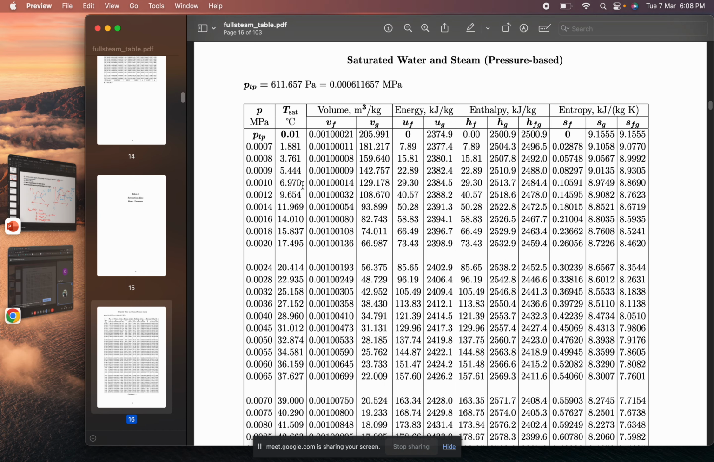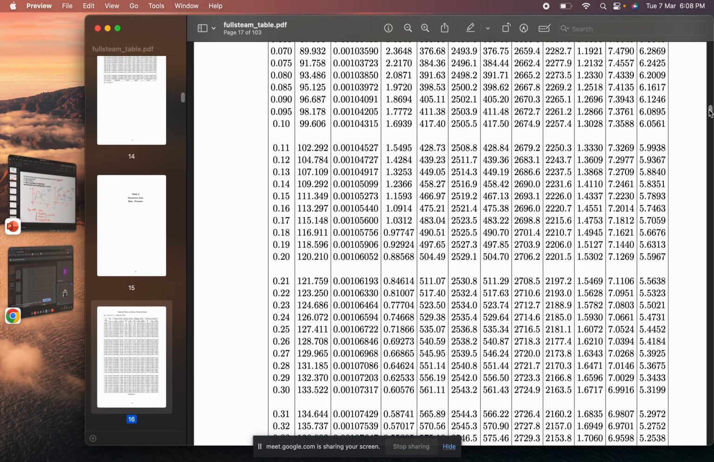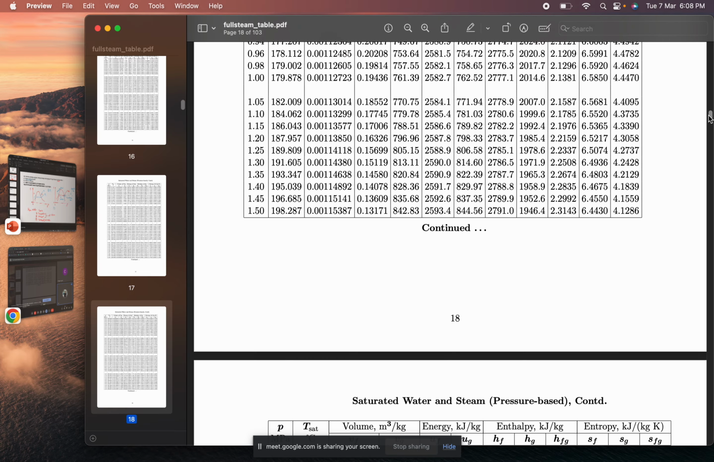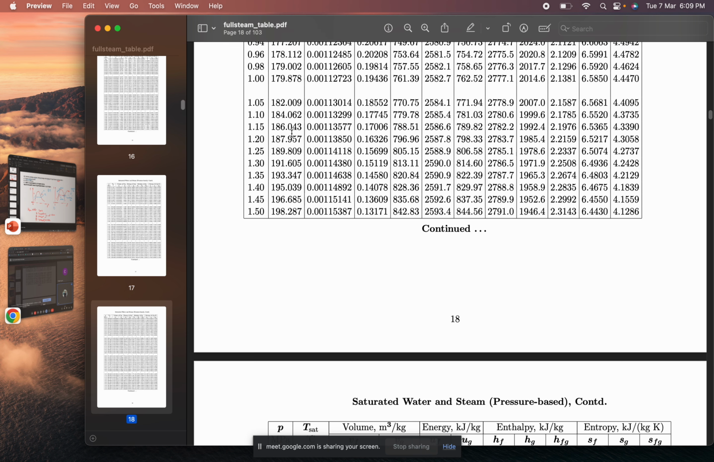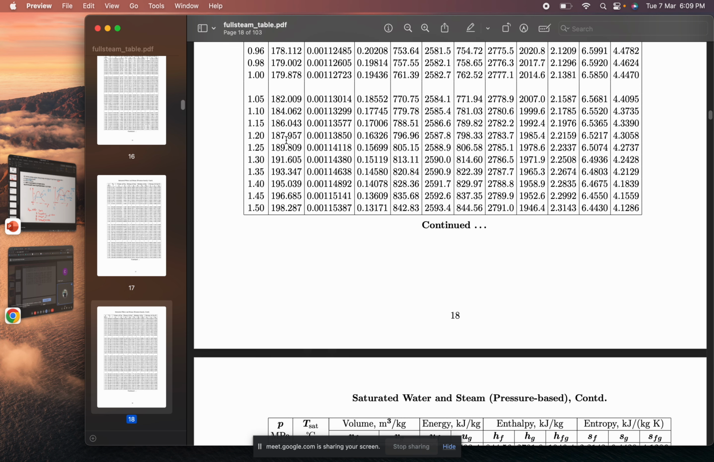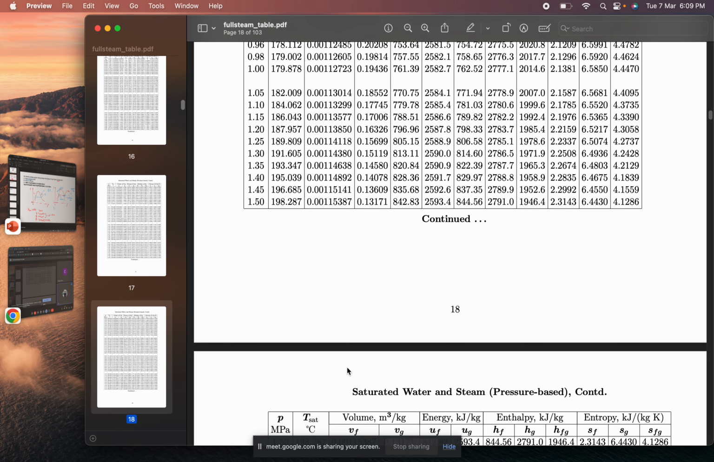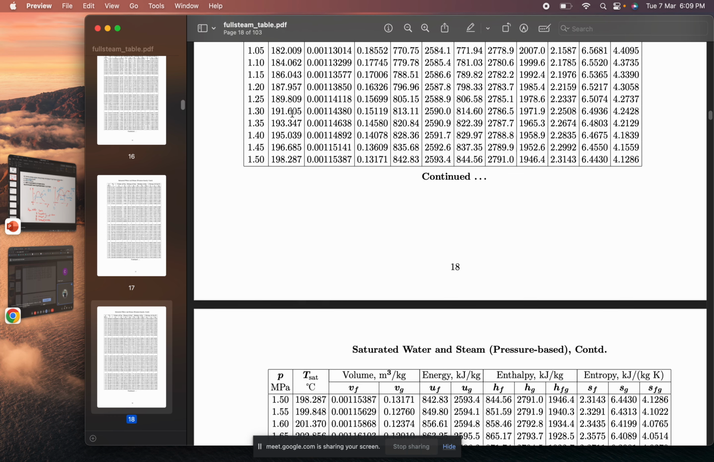So you can see this left hand column. You have to go directly to the row corresponding to 1.2 megapascal. This is the row corresponding to 1.2 megapascal. Now, this first value is your saturation temperature. You can see it at the bottom. These are the saturation temperature values.